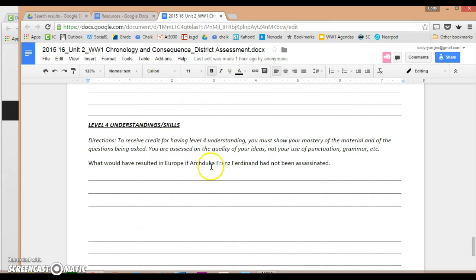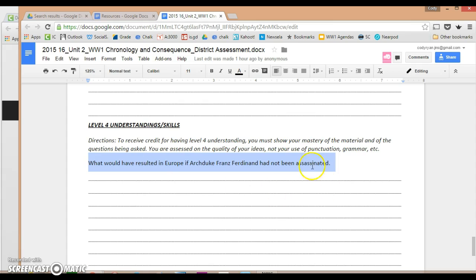And then this is a really interesting level 4 question. I think you guys will have fun with it. It's kind of a what if. What if Archduke Franz Ferdinand had not been assassinated? Would there have been a war? Would the war have looked different? Would it have started anyway? That's what you're looking for in that question.